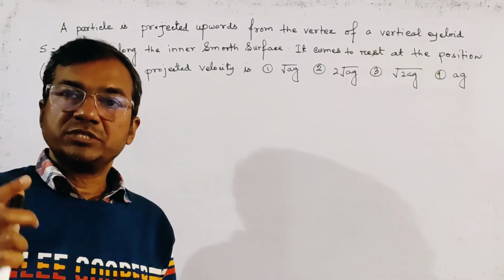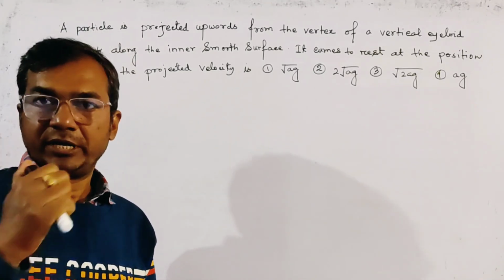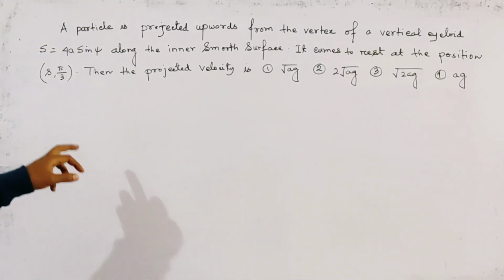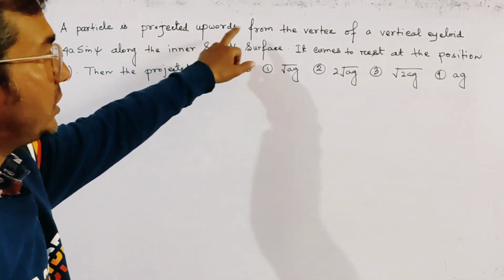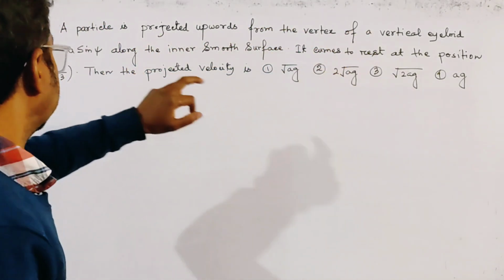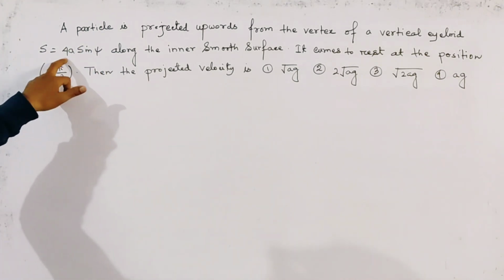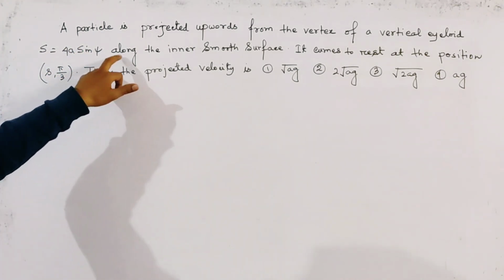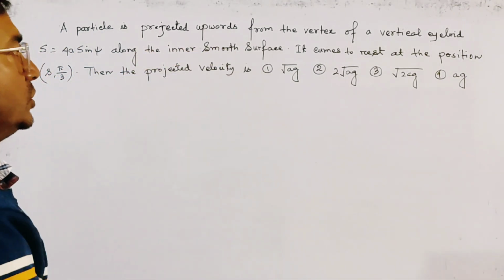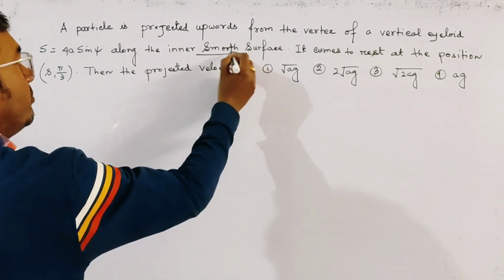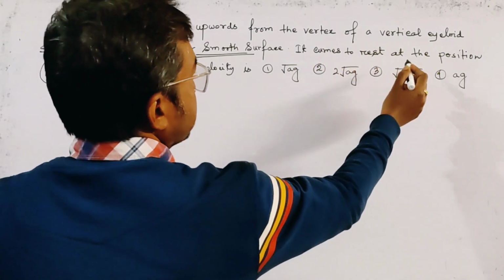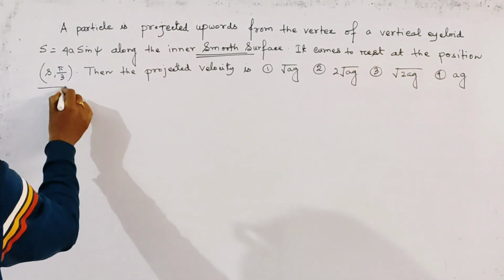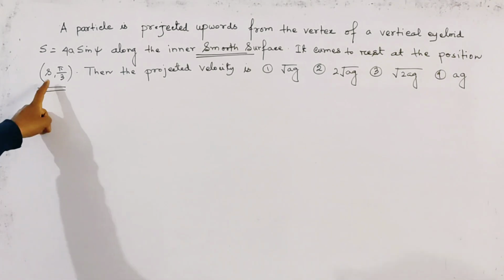Problem from cycloidal motion of a particle. A particle is projected upwards from the vertex of a vertical cycloid s equal to 4a sin psi along the inner smooth surface. It is given that the surface is smooth, that is a smooth cycloid. It comes to rest at the position where the point is (s, pi by 3).